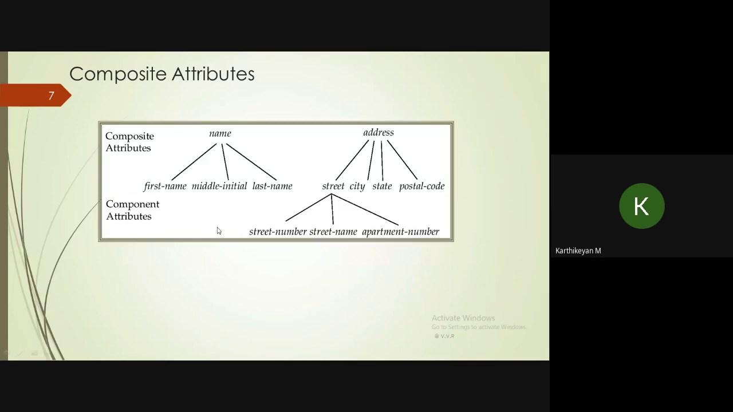Here name is a composite attribute because it needs two or more pieces of information to make this attribute. If I talk about the address, street, city, state, and postal code together will be called address. Within street there is again street number, street name, apartment number. So I could say street is one composite attribute, and address is another composite attribute. From that address field, you'll be able to create these attributes.